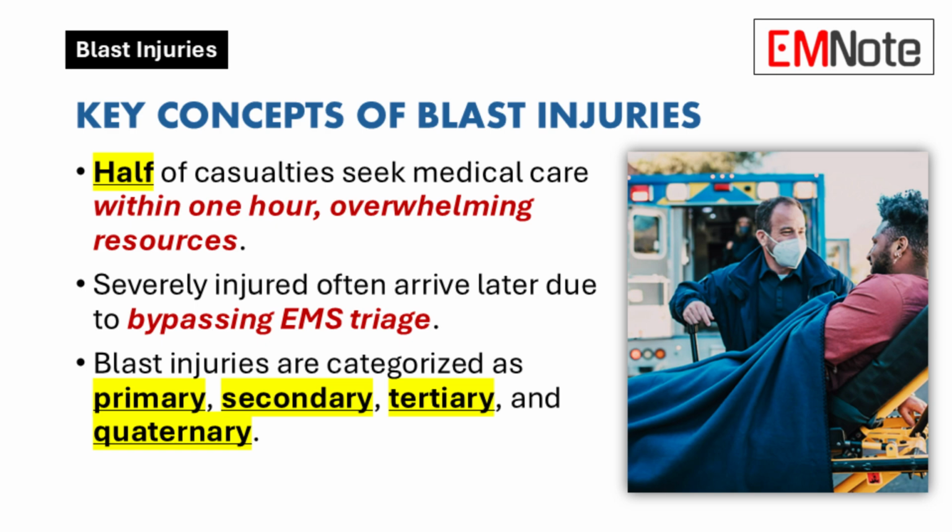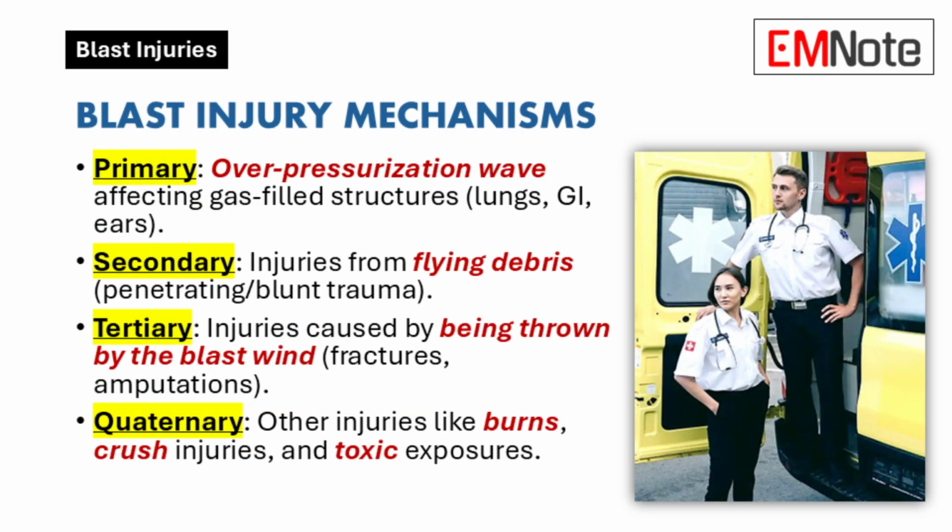So let's understand the different ways explosions can cause injury. Okay, the first type is primary blast injury. This occurs from the intense pressure wave generated by the explosion. This wave can affect organs like the lungs, the gastrointestinal tract, and the ears. So the initial blast itself is what causes those primary injuries.